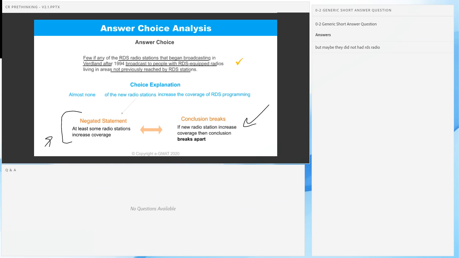Clear? Maybe they did not have. You see this, RDS equipped radios? Does that address your maybe that did not have? Is that clear? I'm sorry, I removed that, yes.